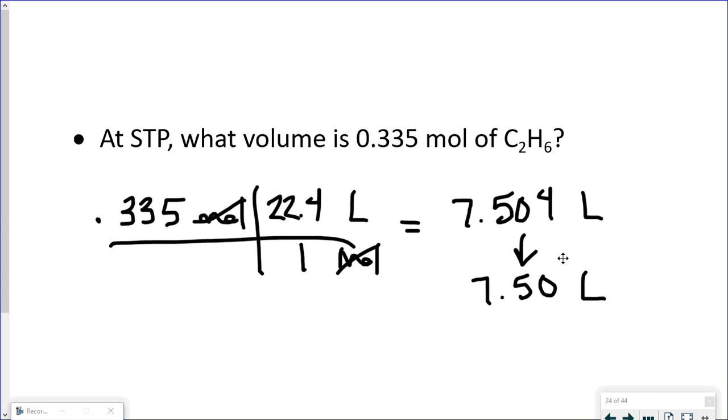Now all of these started with moles and went to volume, but you can use the same process if you're starting with volume and going to moles, but note that your conversion factor will be flipped. Make sure to practice using these skills and always show your work.